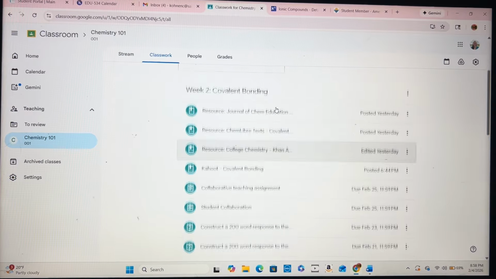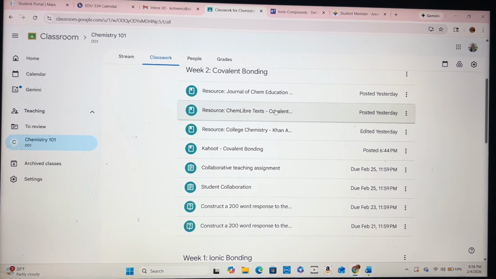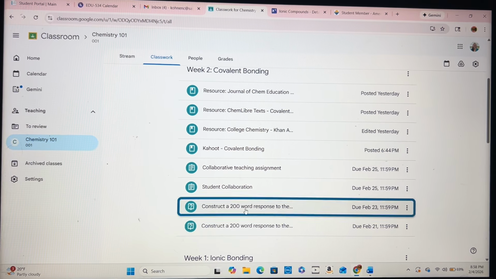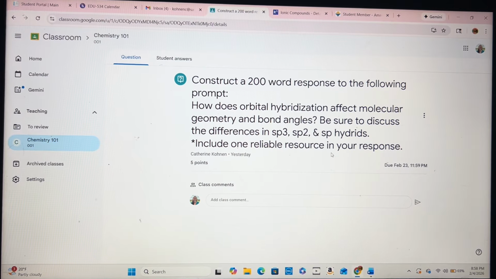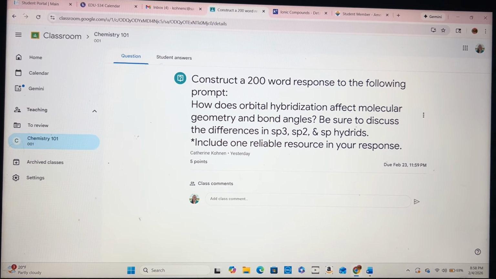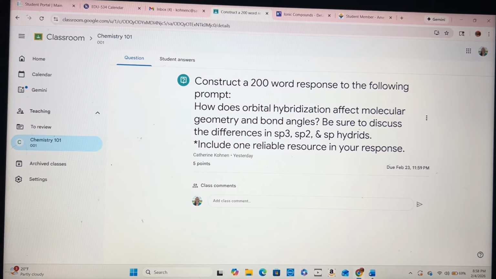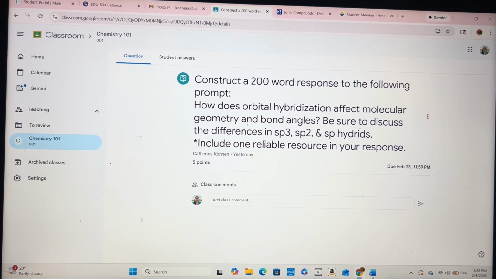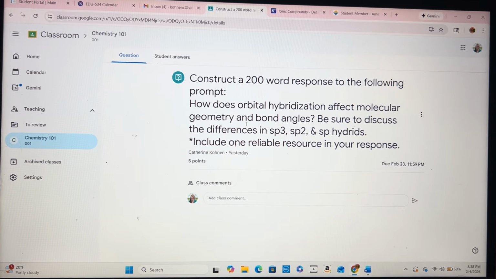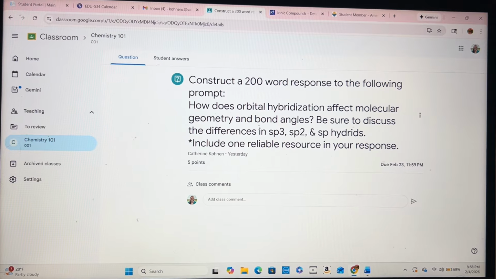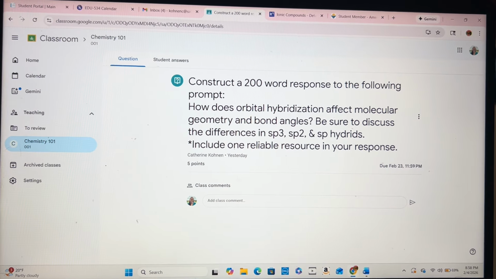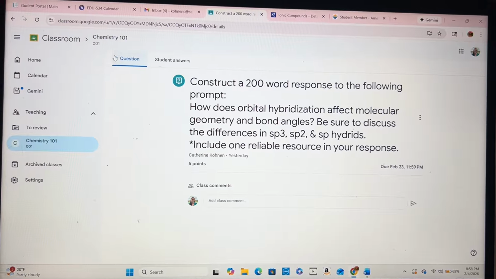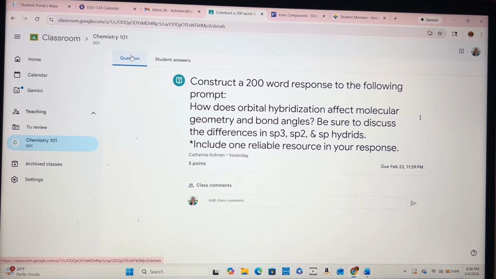Then week 2 is actually very similar. Again, there are two written responses where the students would directly submit their response. This one asks the students to describe orbital hybridization, how that affects molecular geometry in covalently bonded molecules, and also how that affects bond angles, discussing the differences in sp3, sp2, and sp hybrids, etc.